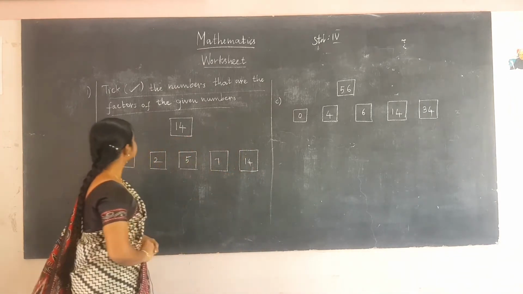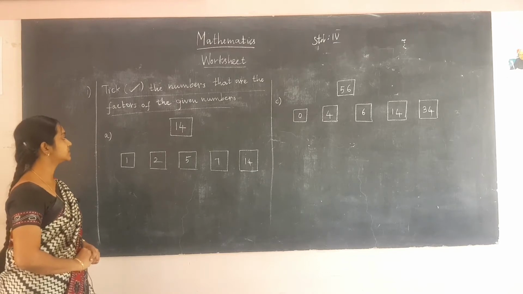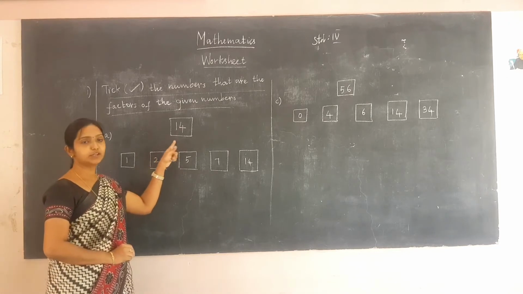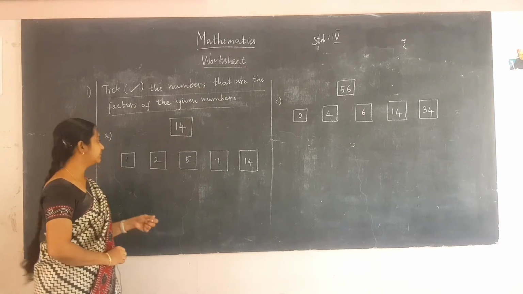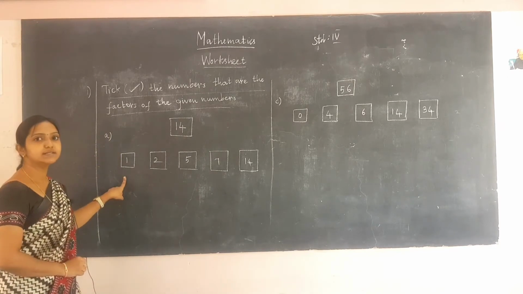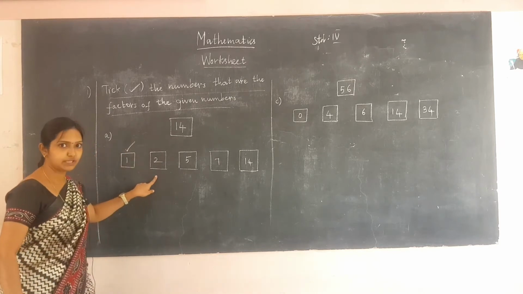The first problem is tick the numbers that are factors of the given numbers. Now the given number is 14. We are going to find the factors of 14 from the given numbers. We know that 1 is a factor for every number. So 1 is a factor of 14 also.